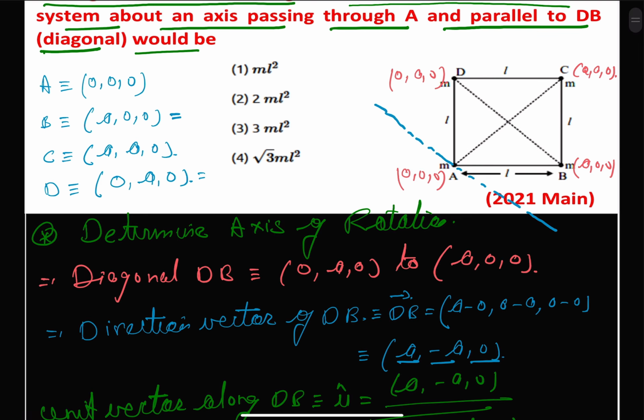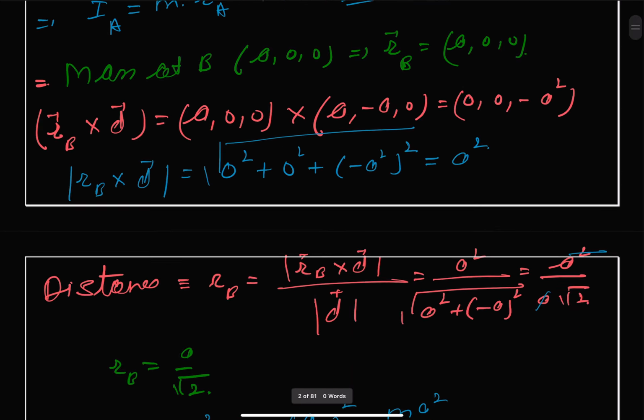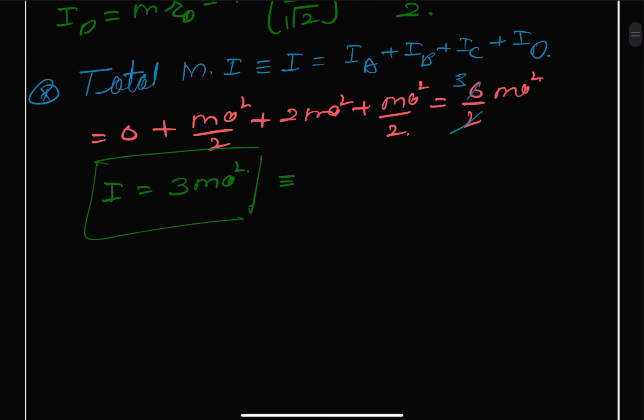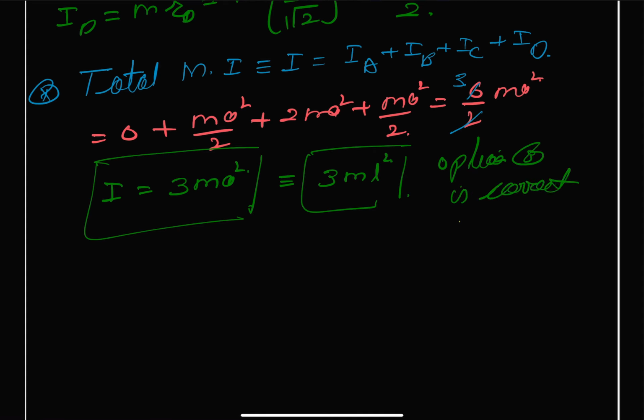Okay, length is L, so this becomes 3 m L square. So option 3 is correct. Next question.